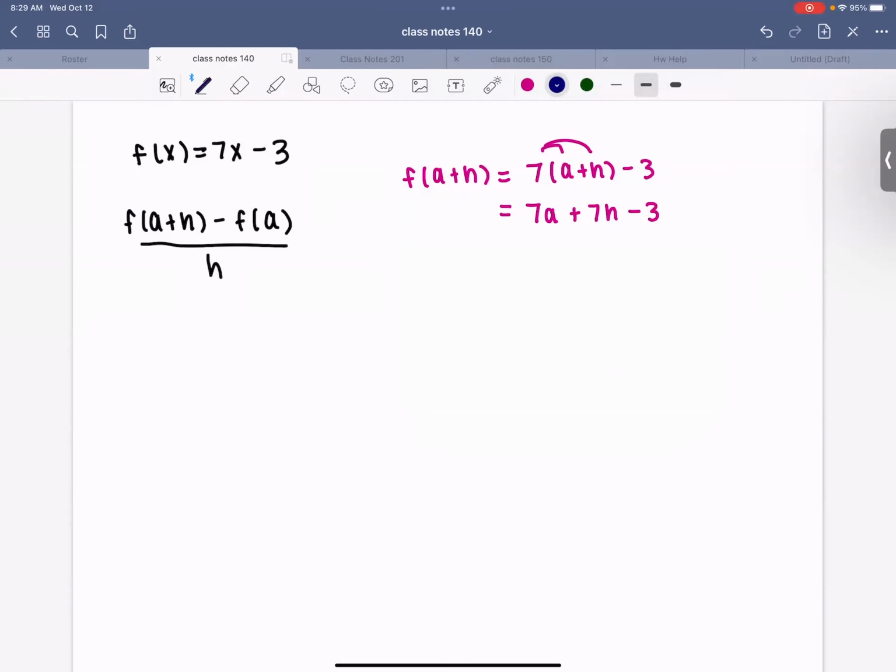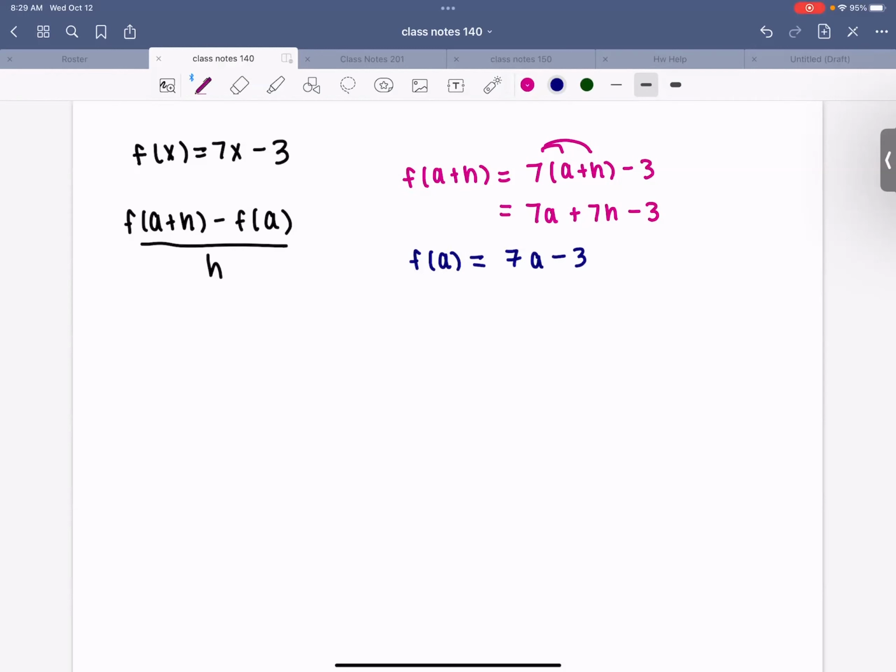Let me write this in blue next. Next, we know f of a. This one's a little bit easier. What do you think f of a is? What's f of a, looking at my function? Yeah, instead of writing x, I'm going to write a. 7a minus 3. So whatever goes in the parentheses goes in for x.